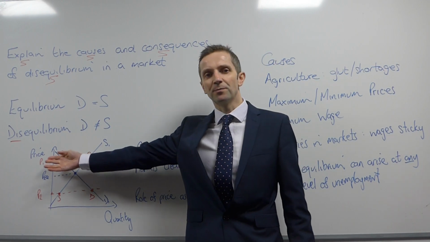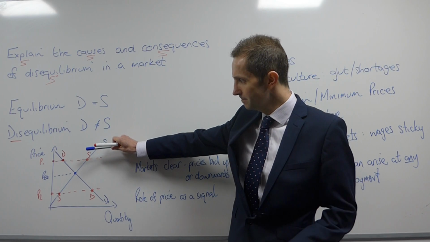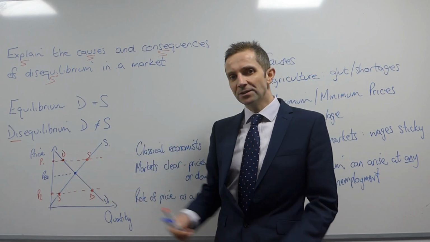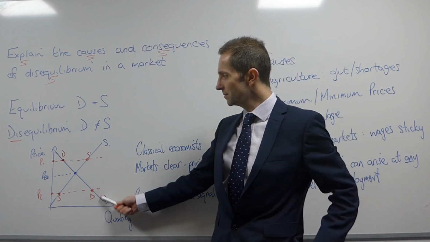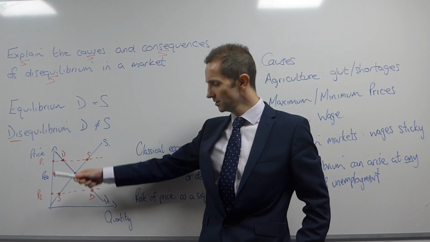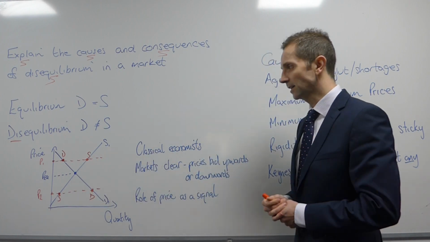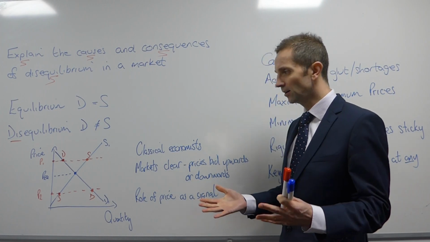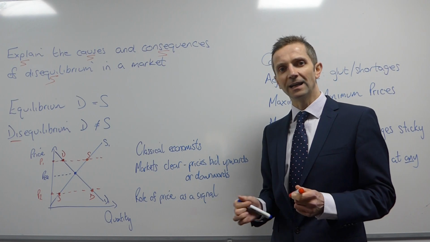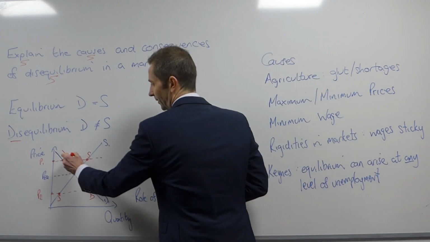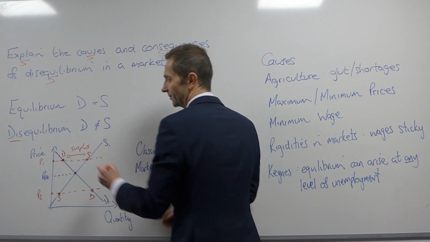Well, if price is at P1, let's go for the price above the equilibrium, then if you take your dashed line across at the price of P1, on the demand curve, this is our level of demand, and on the supply curve, this is our level of supply. Clearly, in that case, supply is greater than demand. Now, that is known, ladies and gentlemen, as a surplus of product.